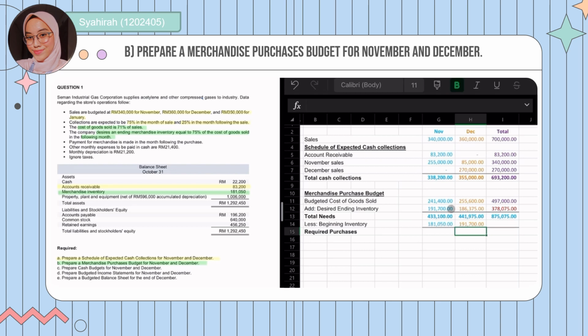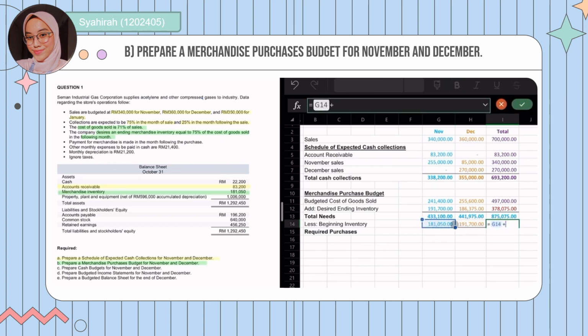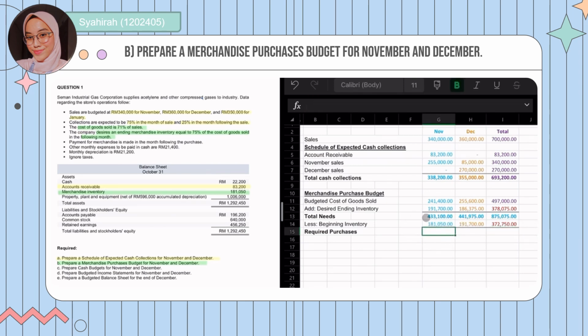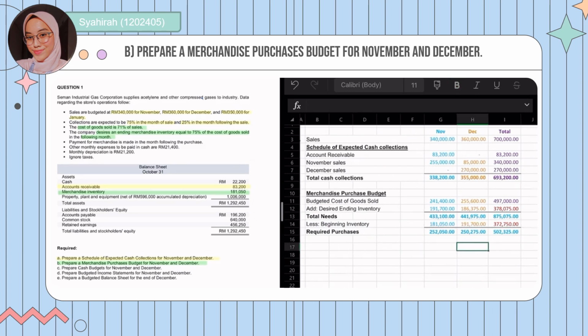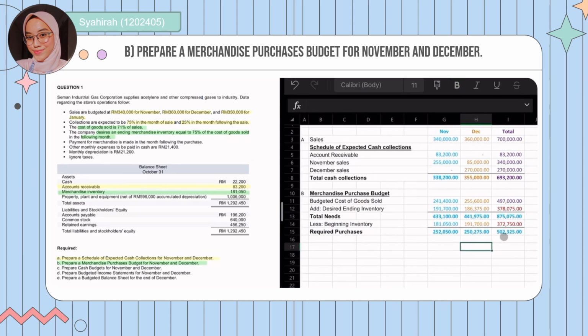It's the same number as this. So just total it up the same, which is this plus this, and then we will get the number. Okay, so now we have to do total needs minus beginning inventory. So we do it like this, this 43 minus this, which is beginning inventory, and then we will get this. And then just like I showed you before, just drag this, so the formula will copy. So now we know the total required purchase is 502,325.